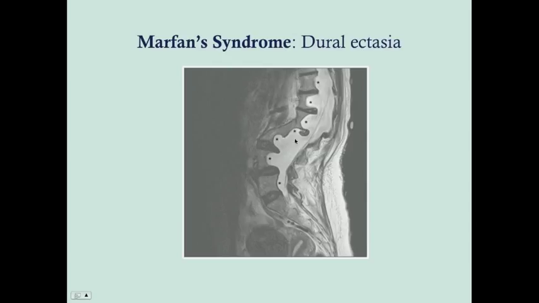Then this is dural ectasia seen on MRI. And this is usually subclinical, but it can cause back pain and also lower leg pain and incontinence in some cases if it impinges on a nerve. And you'll also see dural ectasia in neurofibromatosis. You can see it in Ehlers-Danlos syndrome rarely. You can also see it in some other syndromes too.